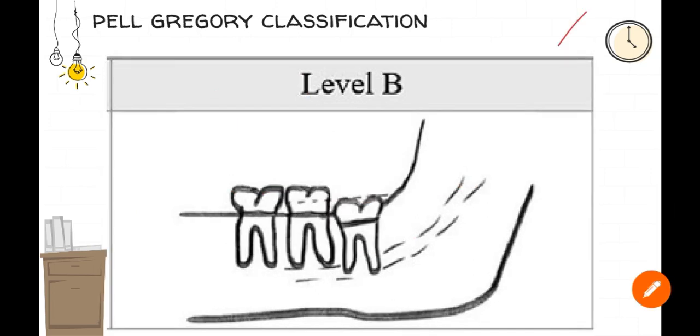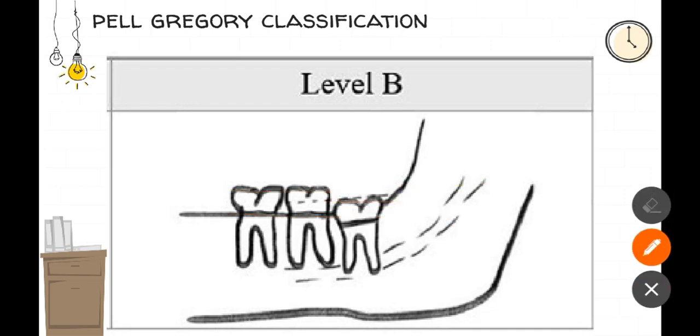Now level B. So this is the occlusal line. In level B, the occlusion of the third molar will be below the occlusion of the first and second molar, but it will be above the cervical line. So the occlusion of the third molar will be above the cervical line, but below the occlusion of the second and first molar. So this is level B.